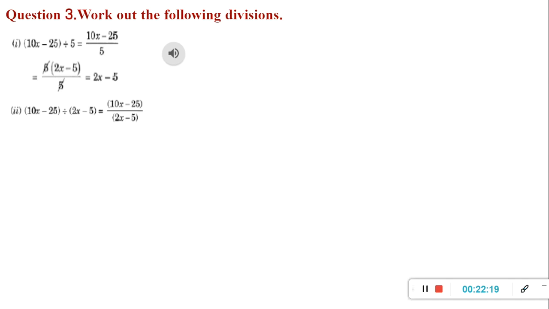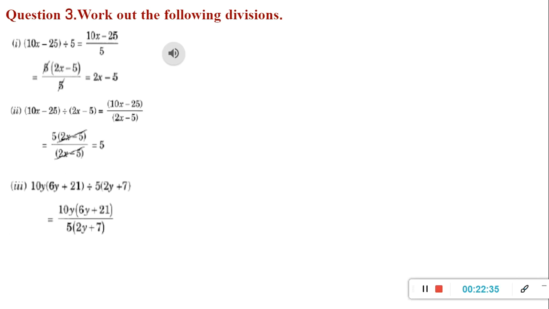5 we can take as a common. Then what will be left out? 2x minus 5. Now down also we are having 2x minus 5. Yes, we can cancel both the factor from numerator and denominator. So what is left out? 5. That is our answer. Clear? Third one. 10y into 6y plus 21 divided by 5 into 2y plus 7.